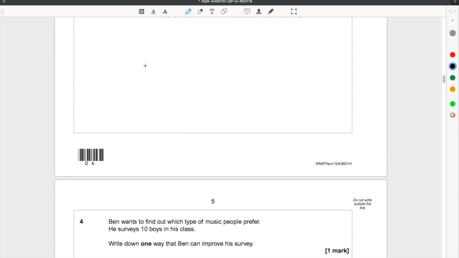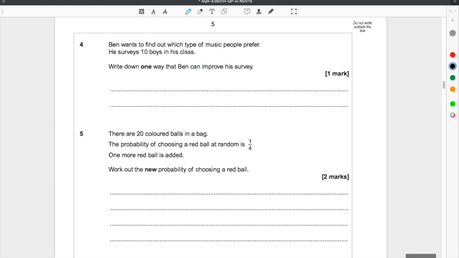So the next question. Ben wants to find out which type of music people prefer. He surveys 10 boys in a class. And we're asked to write down one way that Ben can improve his survey. Okay, so one way you can do this, and this is always an answer to this kind of question, one way is to increase the number in the sample. So a way of wording this, I'm going to write it here, is increase the sample size.